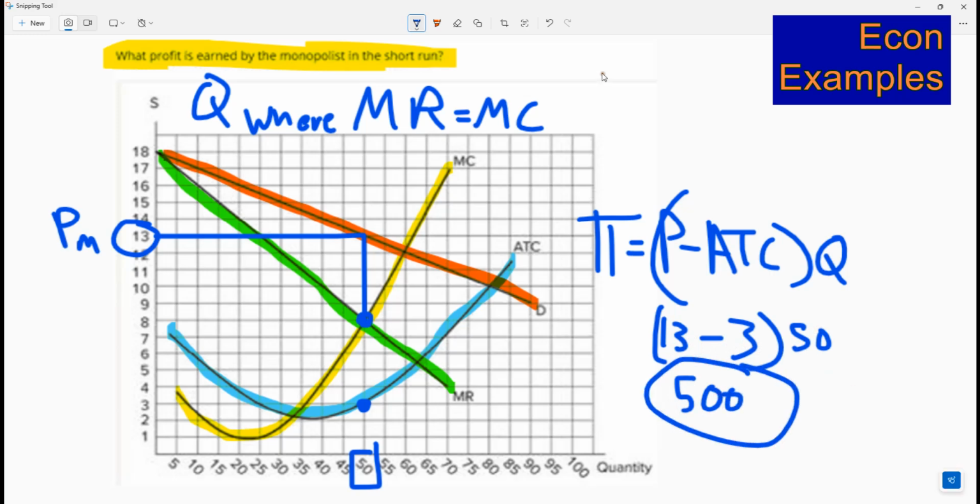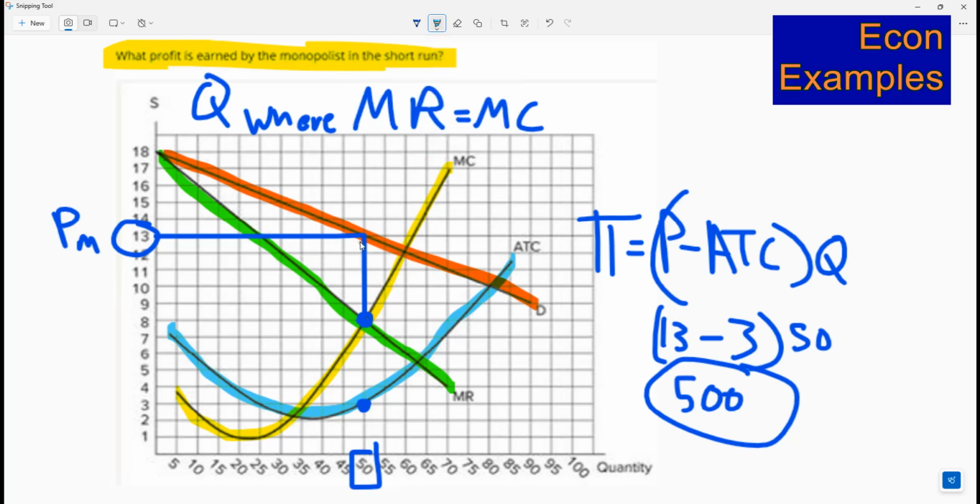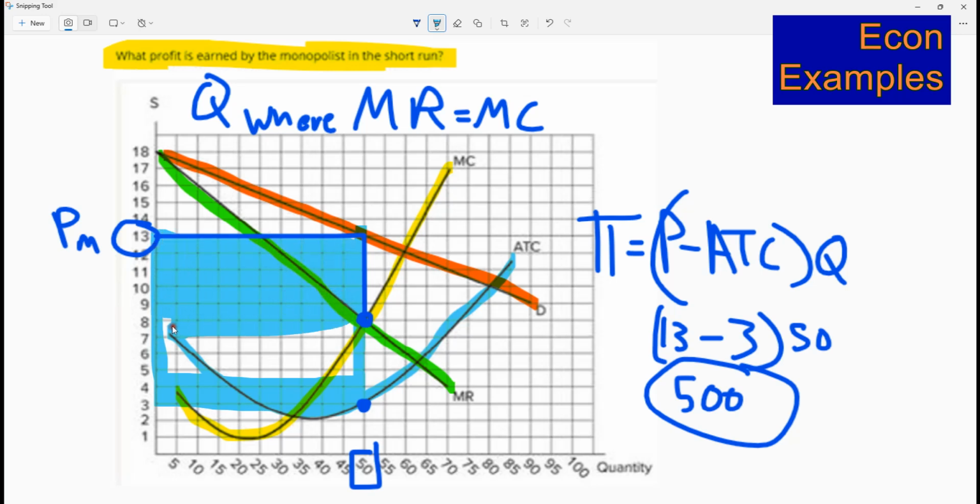This is the profit. If you wanted to shade that on a graph, what color do we want to use? We use this light blue here. You would go from the price all the way down to average total cost, and then just draw it all the way over there. So it'd be this big blue box right there, and that's your profit in case you need to shade it.